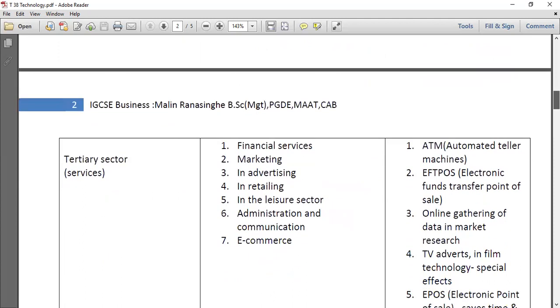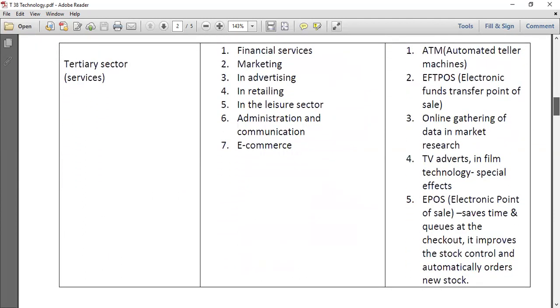And also we talk about the tertiary sector, the third category of how we use technology in the service sector, especially in financial services like banking, marketing, and advertising, the retailing section like supermarkets, and the leisure sector like hotels and tourism, administration and communication, office work, and also e-commerce, buying and selling online. So these subjects are using it, and many more.